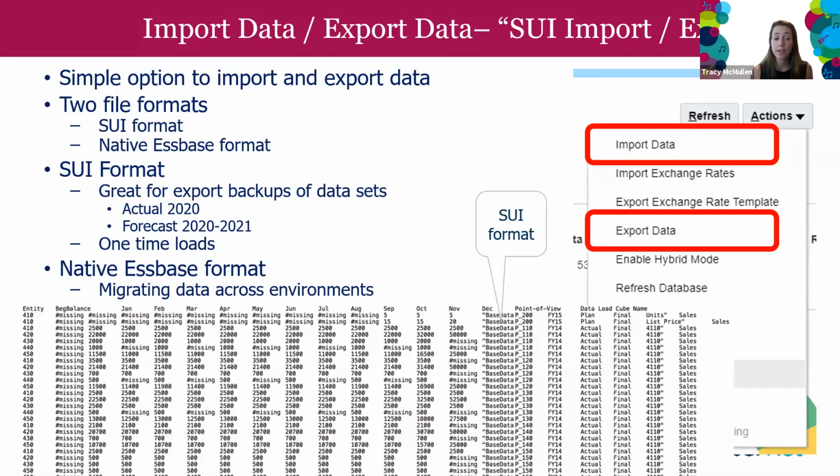Another way that you can import and export data is what I've always called the SUI format, the simplified user interface format. It's really just a flat file format to get data in and out. There are actually two different formats; there is a native Essbase format as well. The simplified user interface format is what I really like, and I encourage you to use it in prototyping. When you start your first build of your application and you don't want to stop and go through the full data integration build process, you're just wanting to mock up some dimensions and some data.